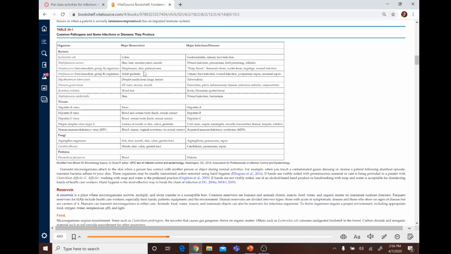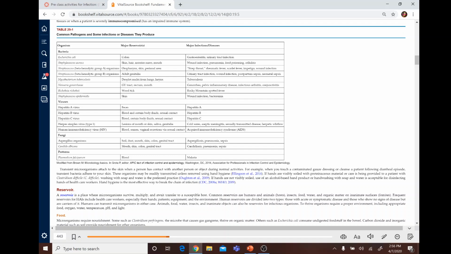All right. What is the major reservoir for the Hep A virus? Feces. We know it causes Hep A. What is the major reservoir for the Hep B virus? Blood, certain body fluids, sexual contact. What is the major reservoir for Hep C virus? Blood, certain body fluids, sexual contact.